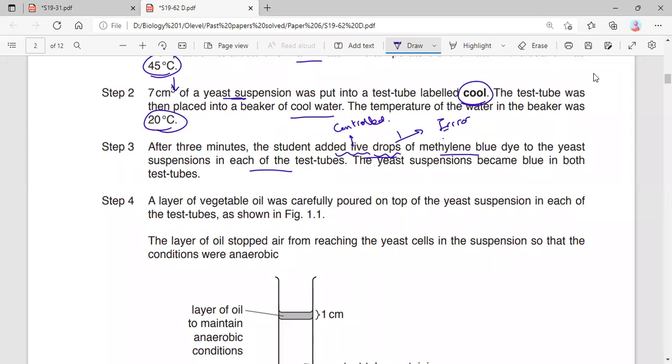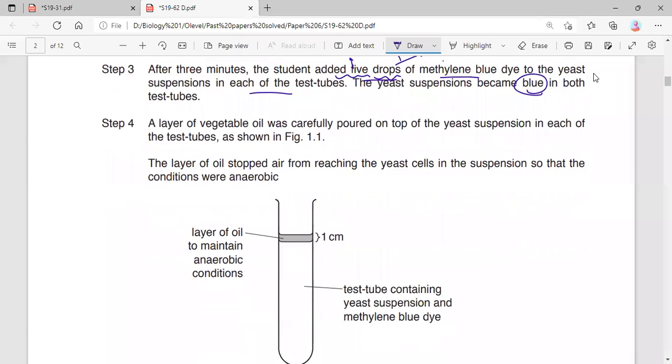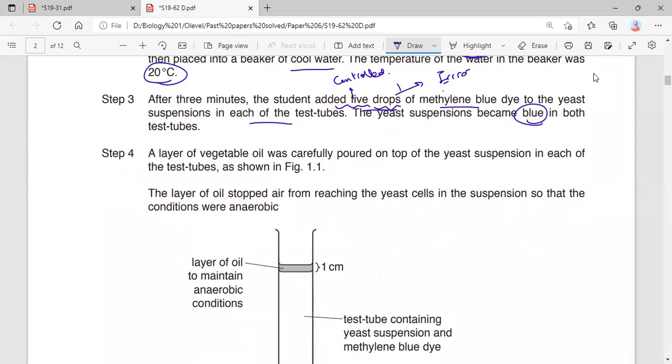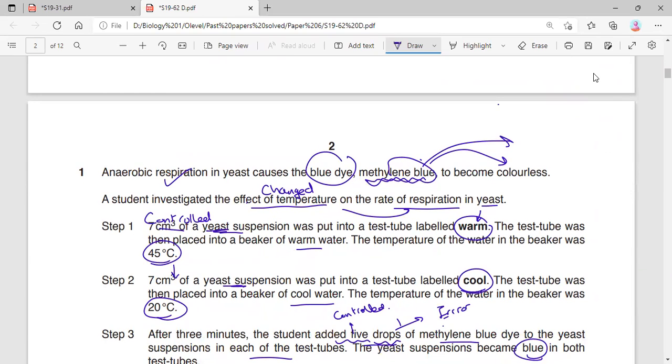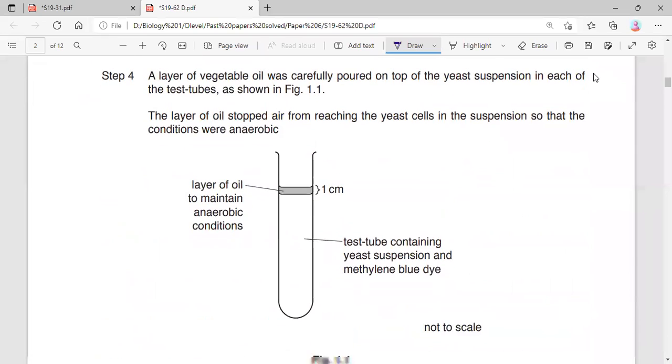The yeast suspension became blue. When you add the methylene blue, the color will be blue. Is this another error, that he added the drops in both test tubes? No, this is the result that he's measuring. Didn't we say when the anaerobic respiration works, the blue becomes colorless? So he put 1 test tube in hot water, 1 test tube in cold water, and he wants to see which will work faster. How will I see this? The one that does anaerobic respiration faster will turn colorless faster. So this is the result that you're going to see.